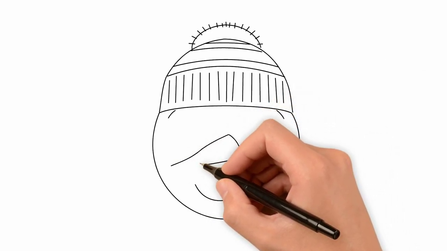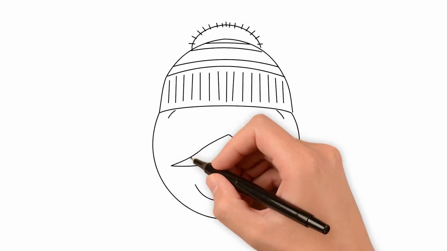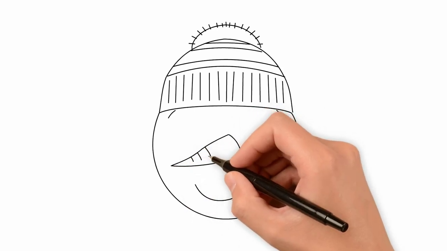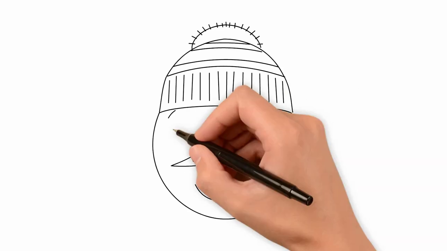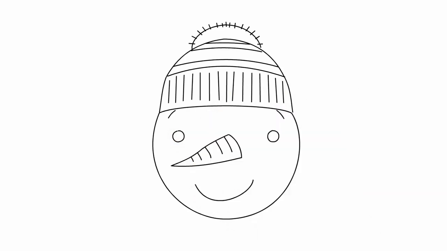Next we draw eyebrows. We draw a big, it will be the nose of our snowman. We draw carrot details. Now we draw our eyes. They are black like coal.